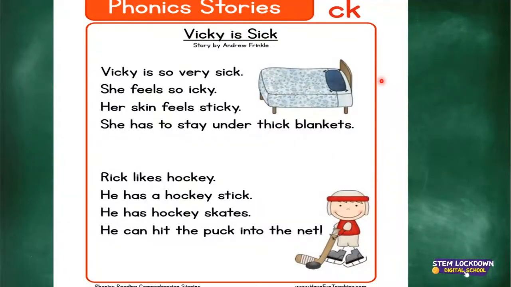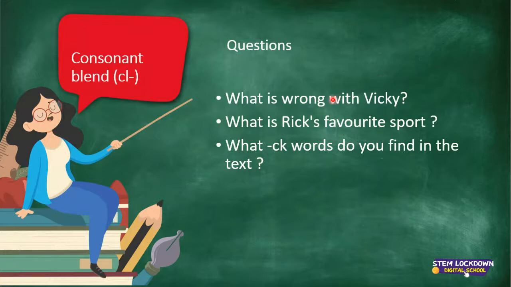Question number 1 was, what is wrong with Vicky? Question number 2, what is Rick's favorite sport? Question number 3, what words do you find in the text?